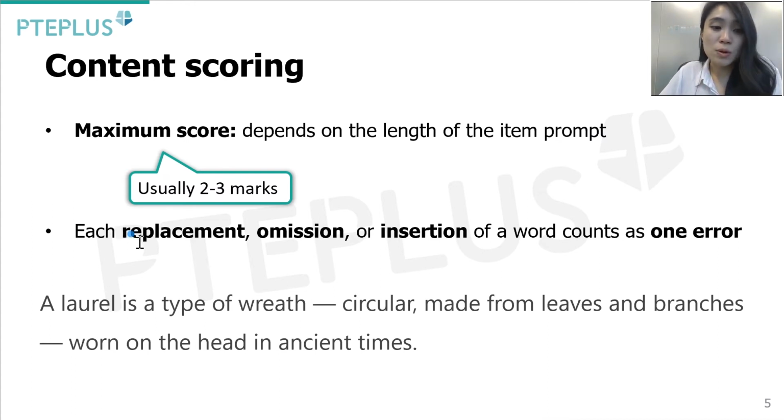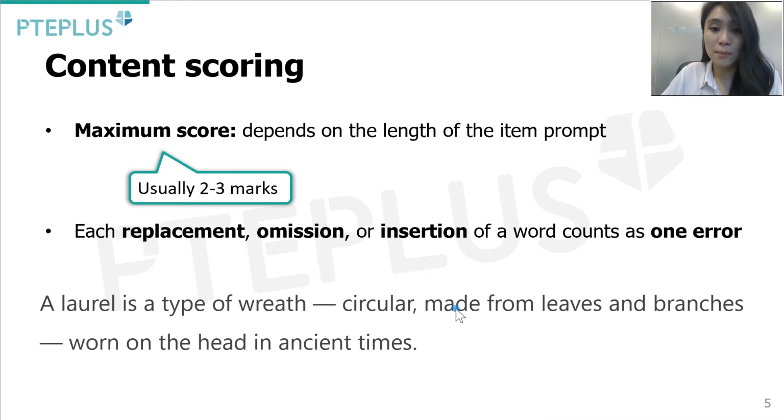Now, each replacement, omission, or insertion of a word counts as 1 error. So when you replace a word, for example, wreath over here, I'm saying wealth, I'm replacing it with another word, that's a replacement. An omission is basically when you omit or you drop a word. For example, instead of saying made from leaves, I said made leaves. So I dropped the word from, and that's an omission. Insertion is when you add a word that isn't there in the passage.